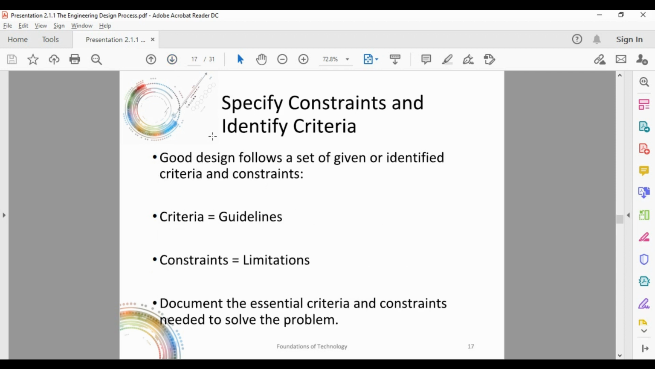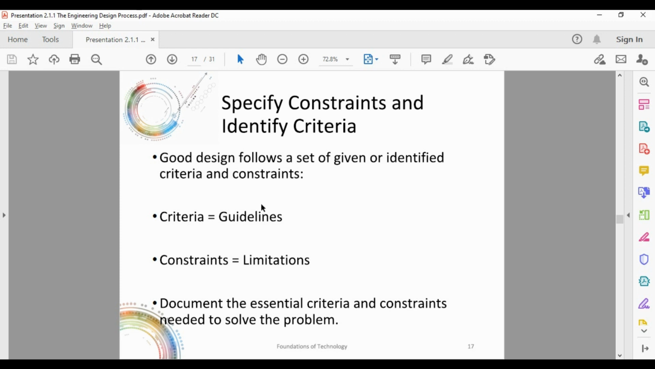Specify the constraints and identify the criteria. Good design follows a set of given or identified criteria or constraints. The criteria, those are your guidelines. You know, I want you to build a bridge. It has to meet a certain set of conditions, and that would be some of those criteria.